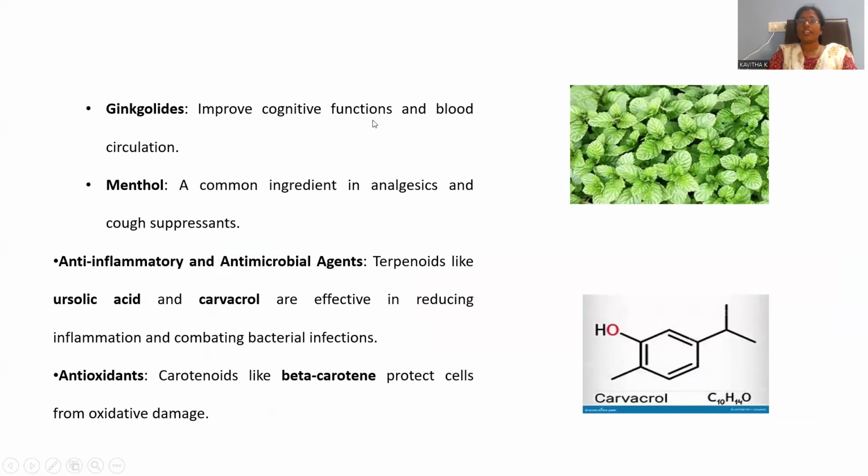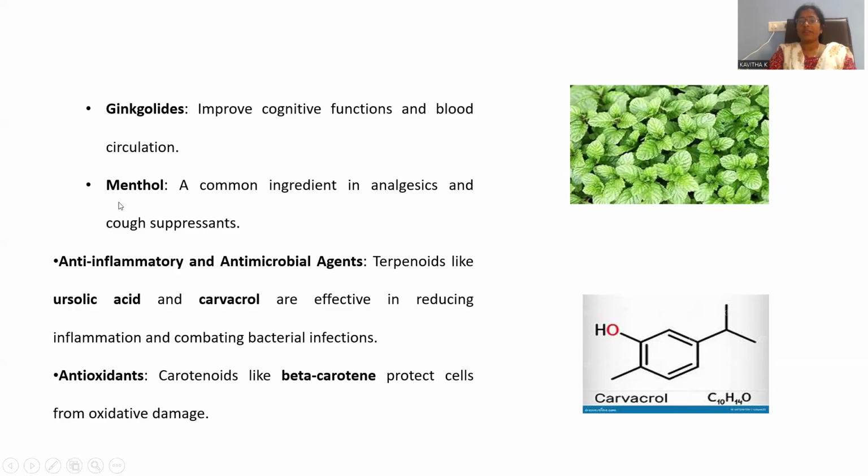Another compound is called ginkgolides. They improve the cognitive function. Cognitive function in the sense, in order to make the sharpening of the brain, in order to make the faster functioning of the brain, that is called cognitive activity. Immediate response, immediate action, that is available by means of cognitive function. So the cognitive functioning of the brain is given by these ginkgolides, and even blood circulation, by consuming this kind of terpene, the circulation of the blood becomes very smooth, very effective in living organisms. These kinds of applications we can notice.